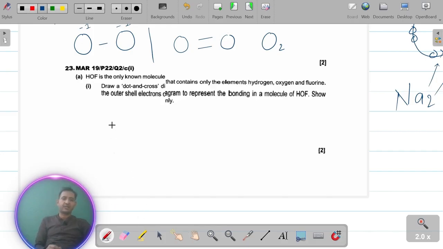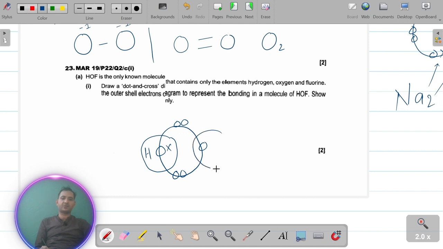Okay, so I'm drawing oxygen first. Oxygen has 6 electrons in the valence shell, 1, 2, 3, 4, 5 and 6. Hydrogen is from group 1, it can make only one covalent bond, so I am drawing the electron of this hydrogen here. Fluorine is from group 7, it also makes one covalent bond, and here is the lone pair of this fluorine, 1, 2, 3, 4, 5 and 6. We have this fluorine, the central one is the oxygen, and here is the hydrogen.